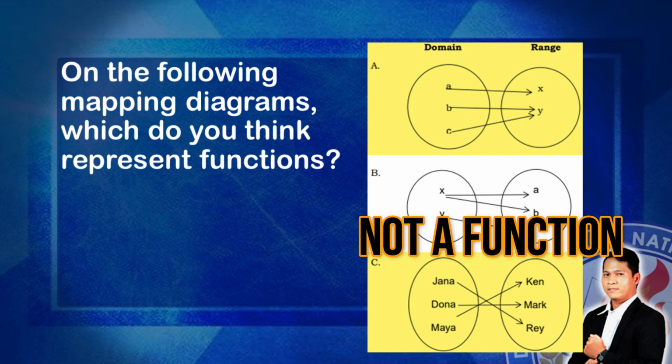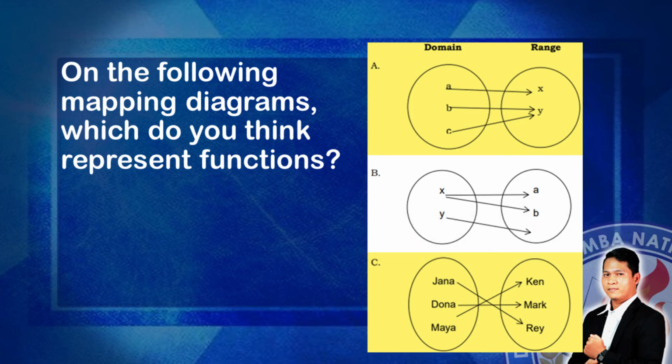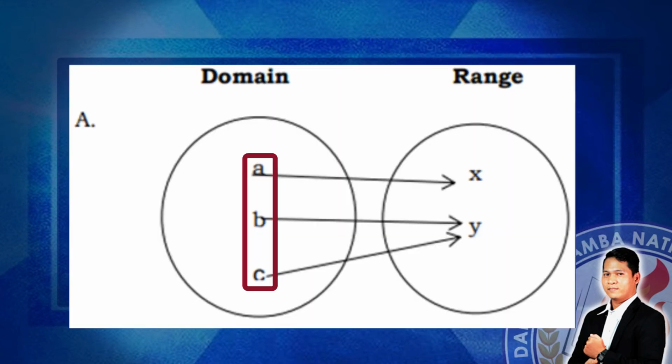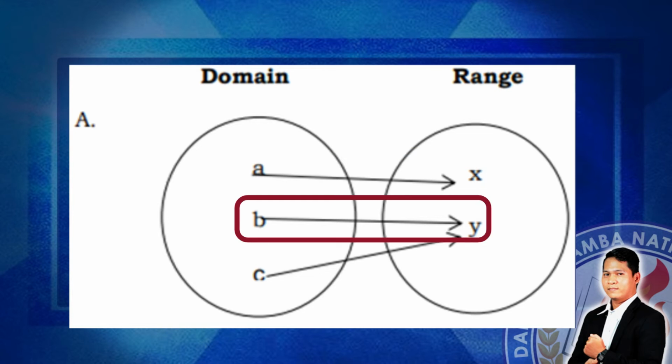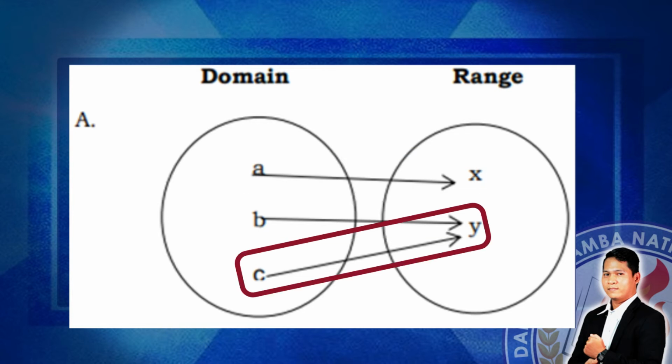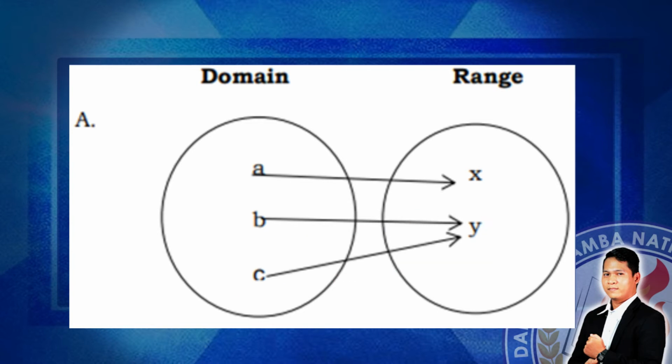Bakit? Ating tignan. Ang domain ng A ay merong A, B, and C. Ang element A ay nakakorespond sa element X, ang B sa Y, ang C sa Y. Kaya kung titignan natin, ito ay tinatawag din na many to one function.